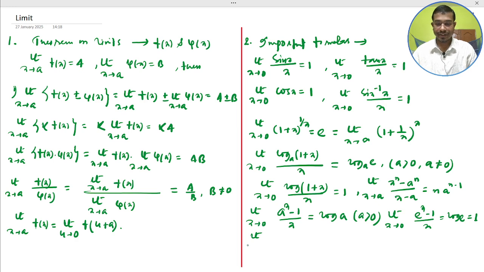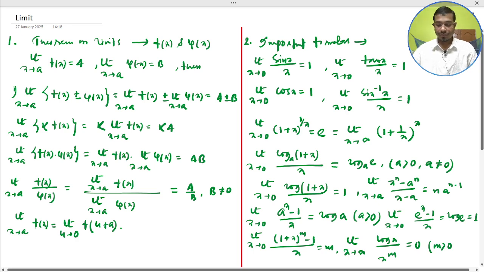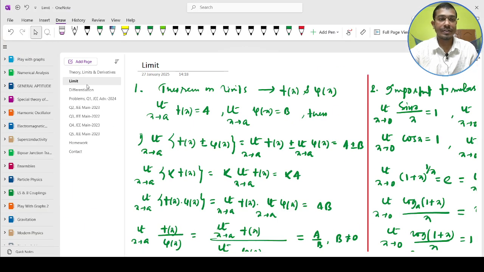Next, limit x tends to 0 of ((1 plus x) to the power m minus 1) divided by x, that would be m. And limit x tends to infinity of log x divided by x to the power m, this should be 0, where m greater than 0. So these are our important formulas from the limit. Next we go ahead with our next discussion, differentiation.